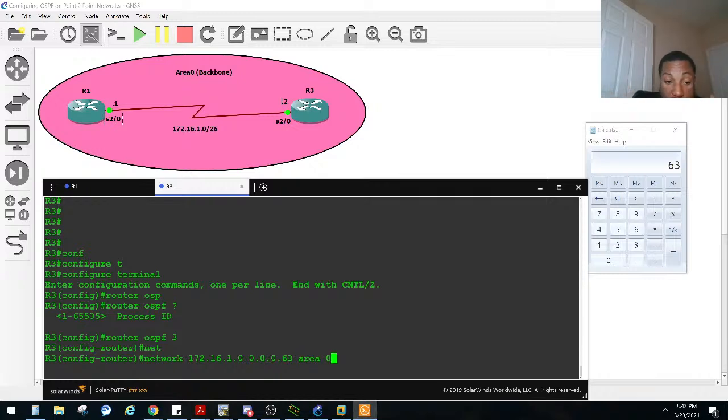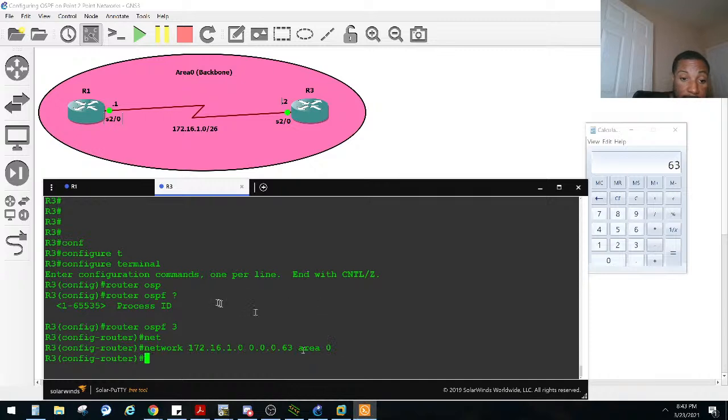So with this network statement, we're saying any interface that you have that falls into this network with this wildcard mask, right? We only have one interface, and it does fall into it. It's 172.16.1.2, which falls into that network right there. Any interface that falls into that network, have them participate in OSPF process ID 3, in OSPF area 0. That's what we're saying with that network statement, right?